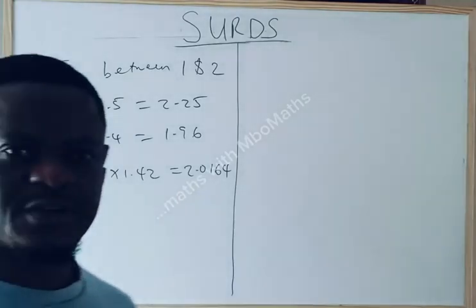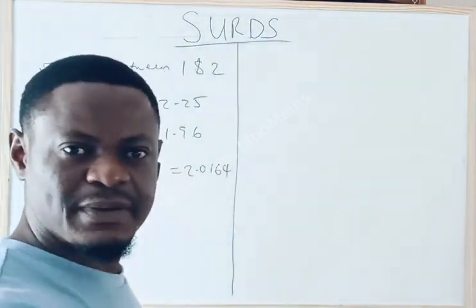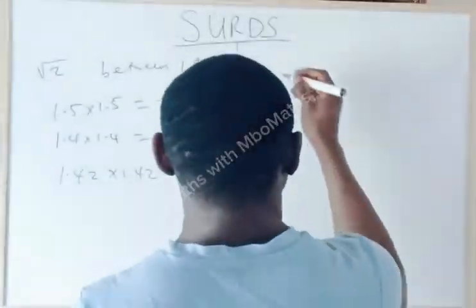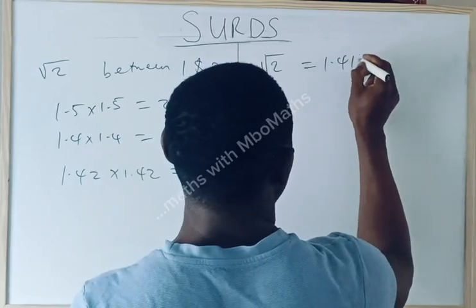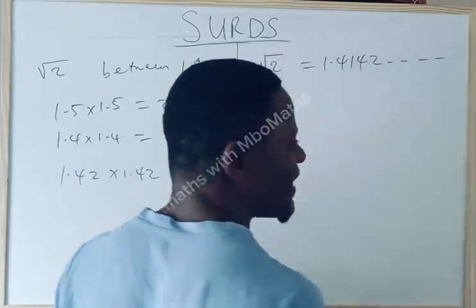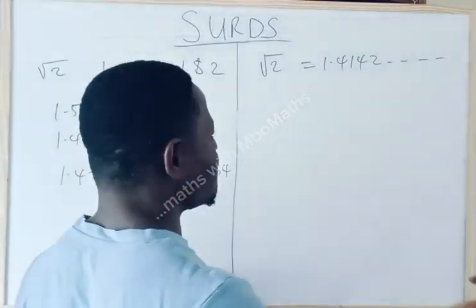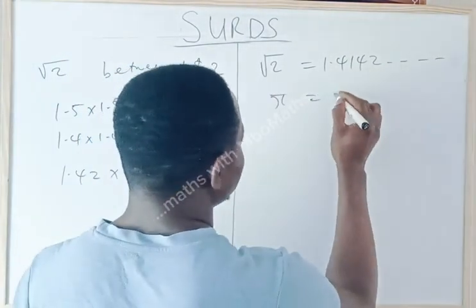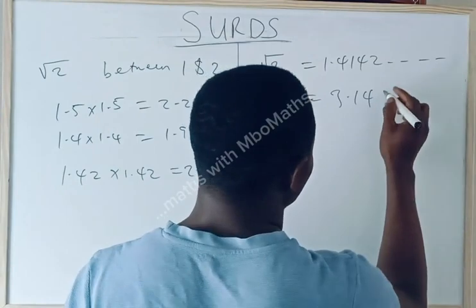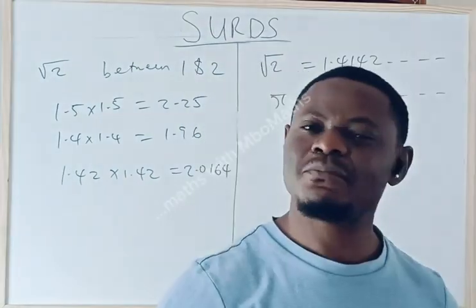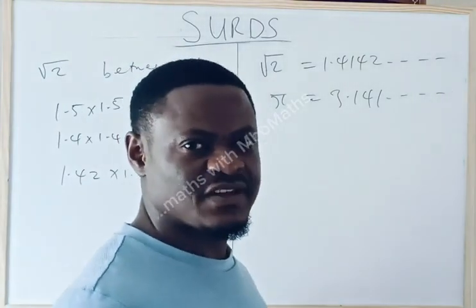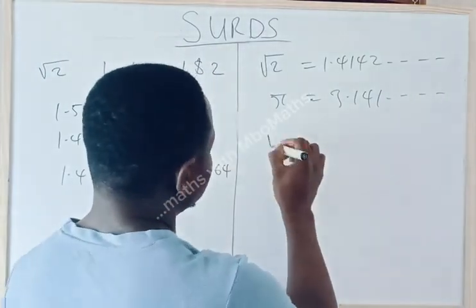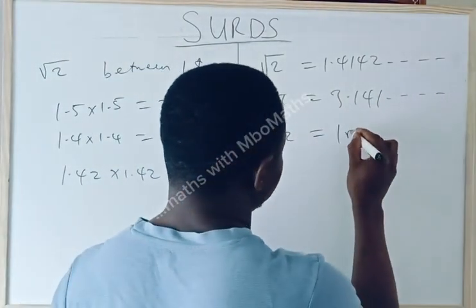Because we are tired of going back and forth, take your calculator and type the square root of 2. This gives you 1.4142, and it continues. This is like trying to find the value of pi, which gives you 3.141 and continues. This number is not ending. Because it is not ending, we say that the square root of 2 is irrational.